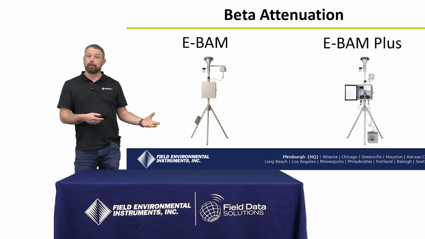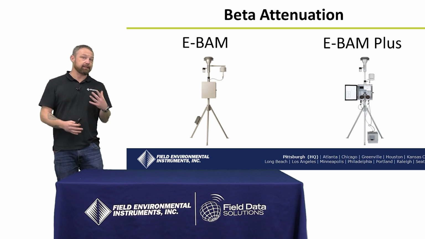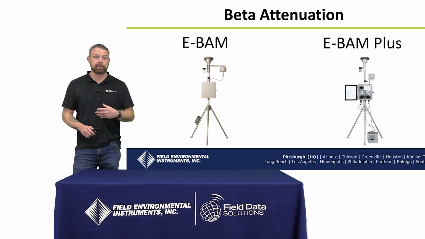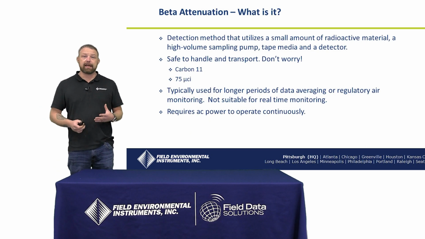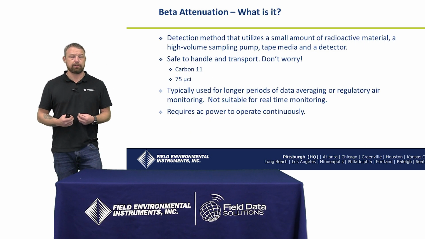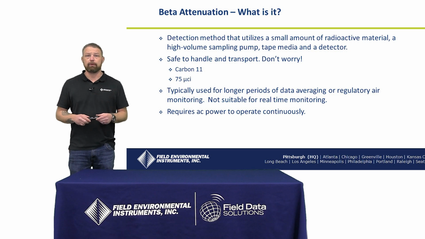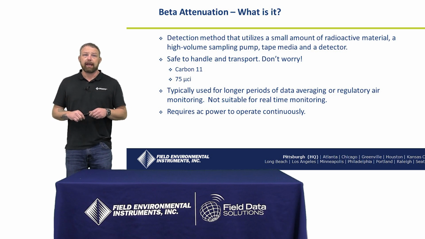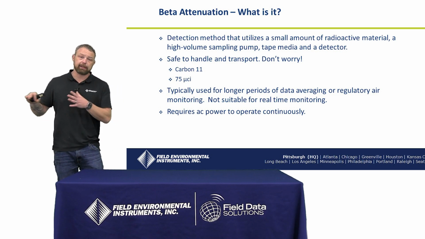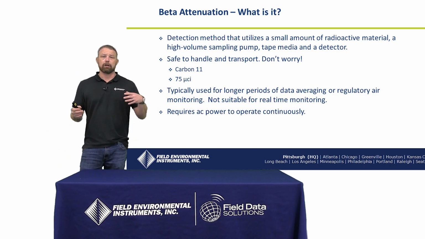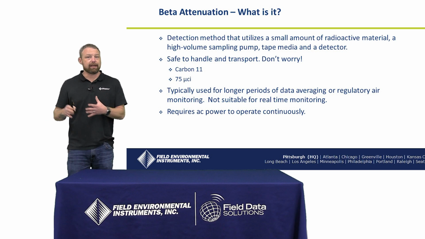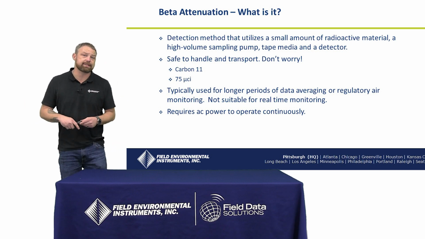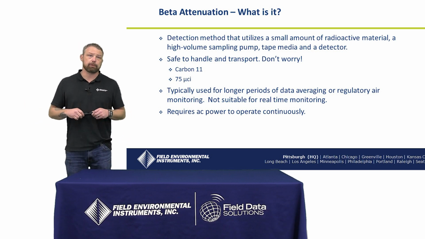Now, we're going to talk about beta attenuation, which is a very different animal to any of the instruments we talked about so far. The reason for this is the detection method on a beta attenuation unit uses a small amount of radioactive material and a high volume sampling pump. Typically the other instruments we talked about are going to be lower volume, either 1 or 2 liters per minute. On the beta attenuation units, you're typically running around 16.7 liters per minute.